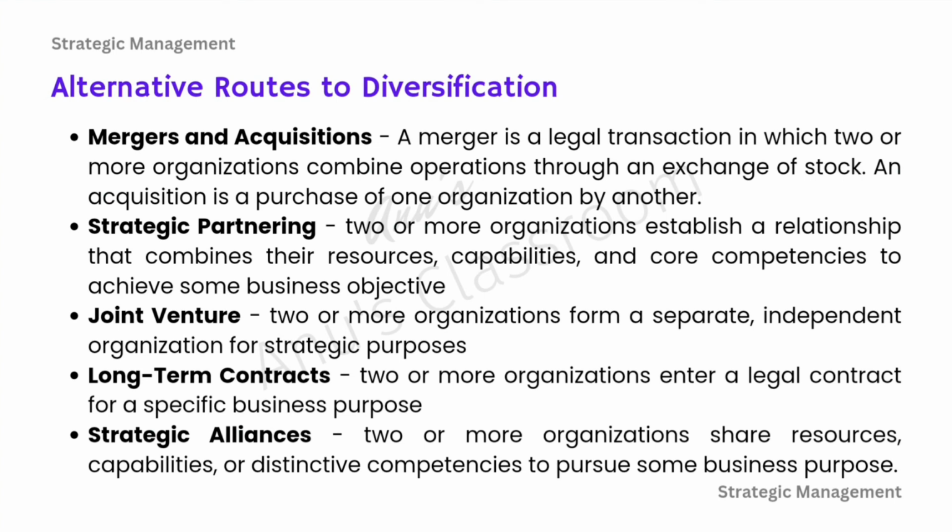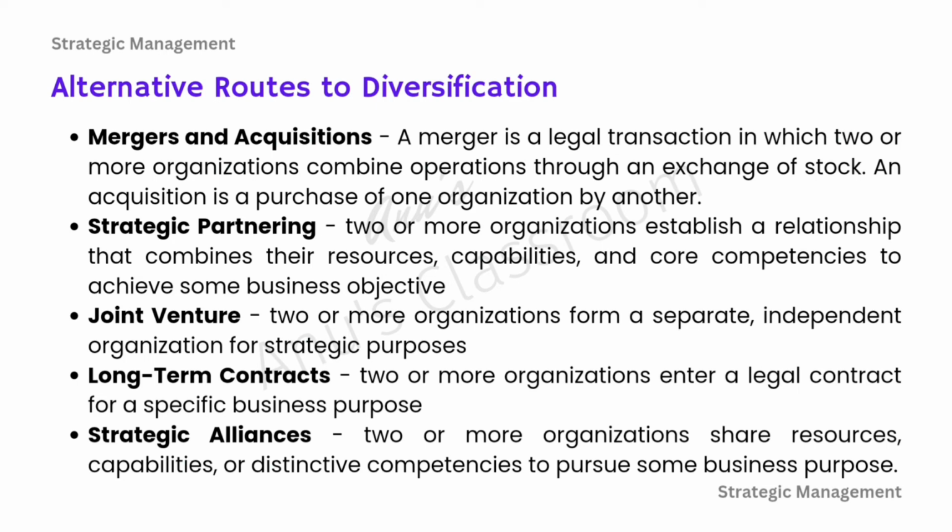Now, what are some of the alternative routes to diversification? We could go for mergers or acquisitions. A merger is a legal transaction in which two or more organizations combine, that is, merge their operations through an exchange of stock. Acquisition is a purchase of one organization by another. You might have heard, right? Mindtree was acquired by L&T and it has now become LTI Mindtree. That is an acquisition. Or Elon Musk acquired Twitter, right?